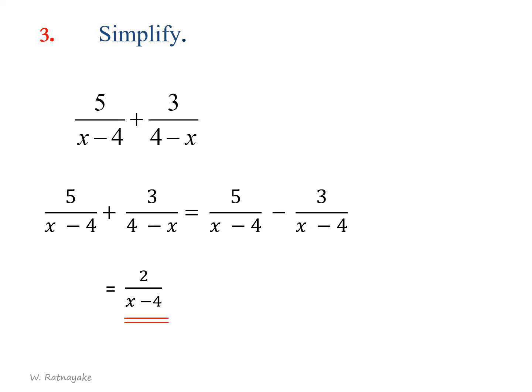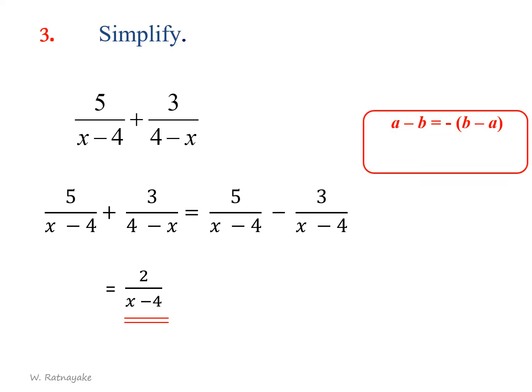Therefore, the answer is 2 divided by x minus 4. Now, we must know the mathematical reasoning for changing this plus 3 upon 4 minus x as minus 3 upon x minus 4. We will discuss it like this. We know a minus b is equal to minus (b minus a), that is, we have taken minus 1 as the common factor out.